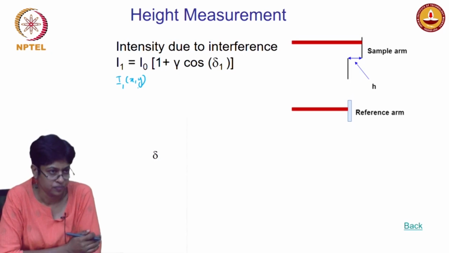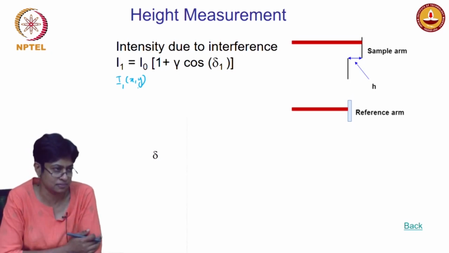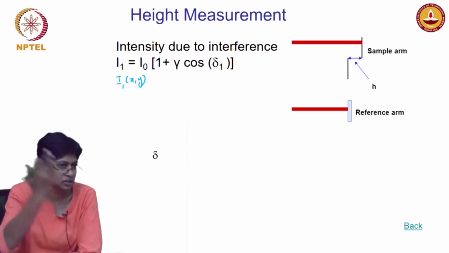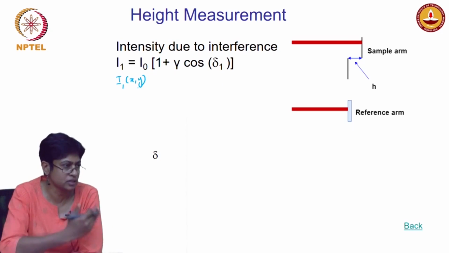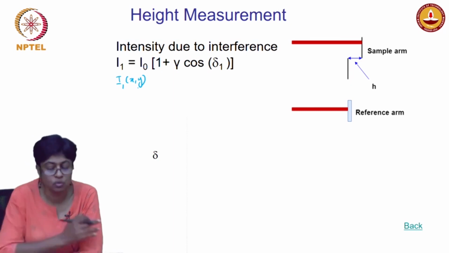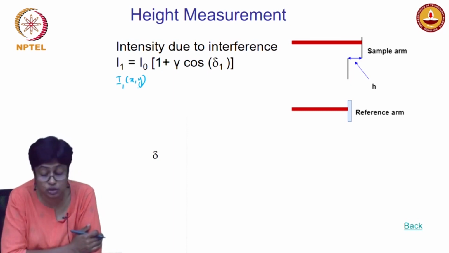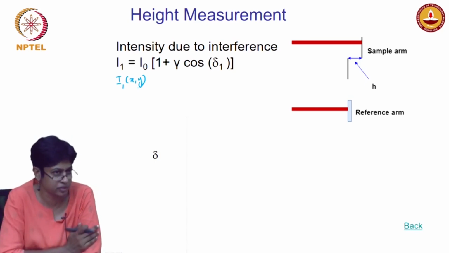So I have a camera image of an interference pattern. It gives me the fringes, the points of constructive interference and the places of destructive interference. I have that information. Now say I wanted to measure a height. I have not drawn the whole interferometer here. I am just showing you the last part of the sample arm and the last part of the reference arm.